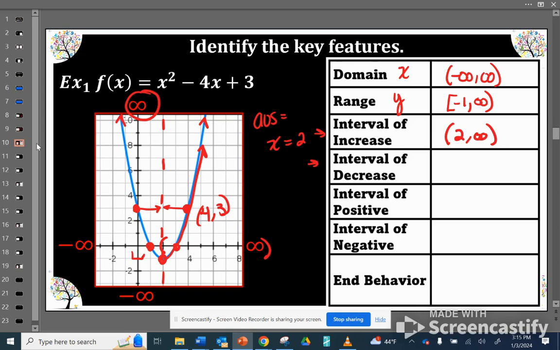And then on the left side of the AOS, our parabola is decreasing. It has what we would call a negative slope. So in the region negative infinity up to our 2 value, it is decreasing. Now I am going to use parentheses with this because at x equals 2, this parabola is neither increasing nor decreasing. It's just a neutral point. It's the turning point.